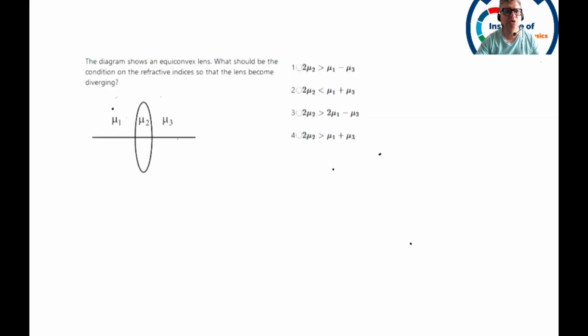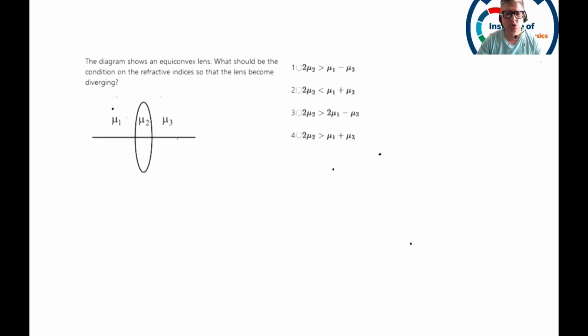All right. So this question is from the topic of ray optics. Very, very interesting question on lenses. So you can see the situation. It's an equiconvex lens. And the question is, what should be the condition on the refractive indexes so that the lens becomes diverging?